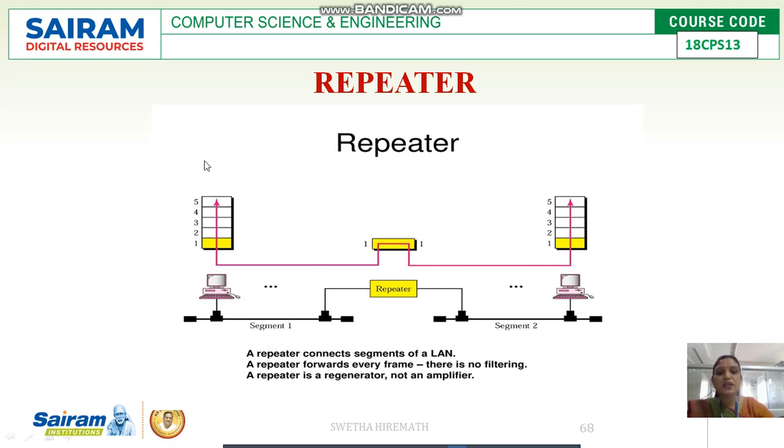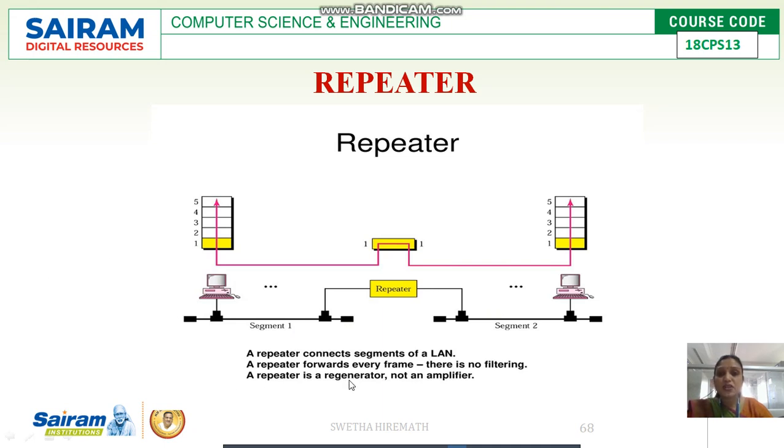A repeater connects segments of a LAN. Here you can see this is one segment of a LAN and this is the other segment of a LAN. Both these segments are interconnected with the help of a repeater. Here we have the 5 layers of the network, and they are connected with the help of the repeaters. A repeater forwards every frame; there is no filtering. Whatever data packet is being transferred from one LAN to the other LAN, everything will be forwarded without any filtering.